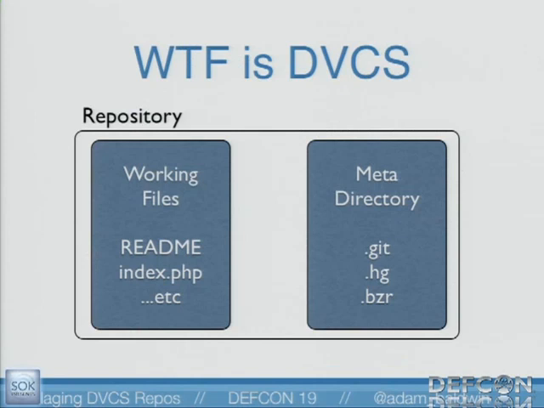So what the heck is DVCS? For those of you that might not be familiar with what Git, Mercurial, or Bazaar are, they're distributed version control systems. They're source code management tools to keep track of revisions to files. They're basically made up of a meta directory and a working tree at a high level. The meta directory is what we're going to be talking about today. The meta directory contains a bunch of really juicy information. That's the high level overview.